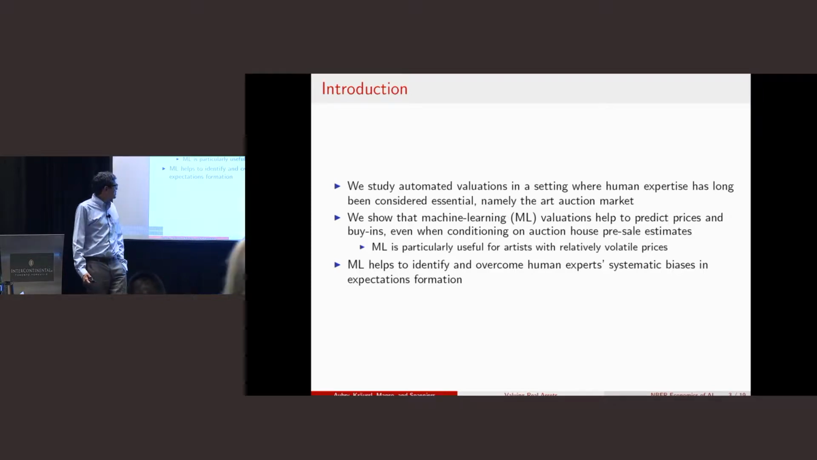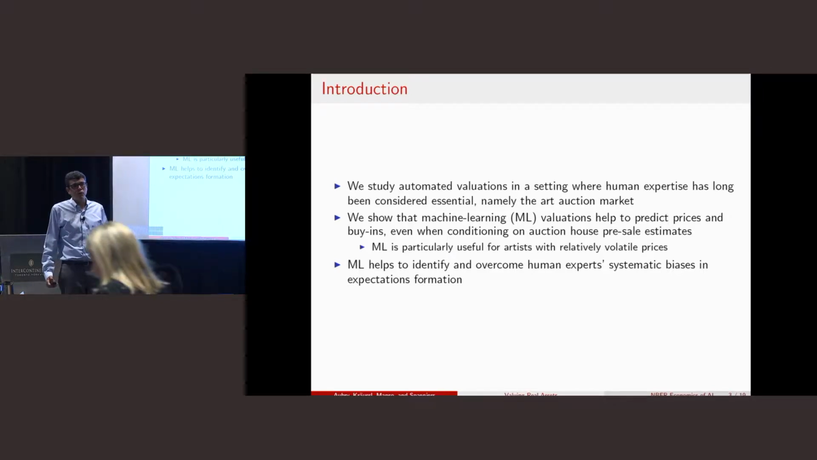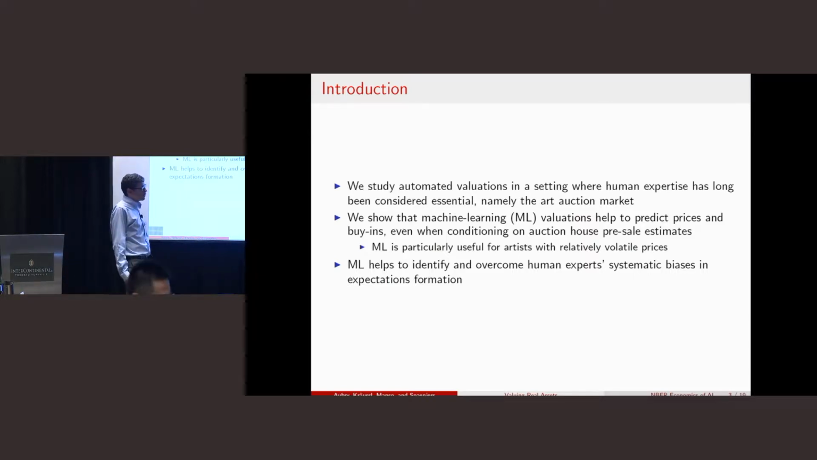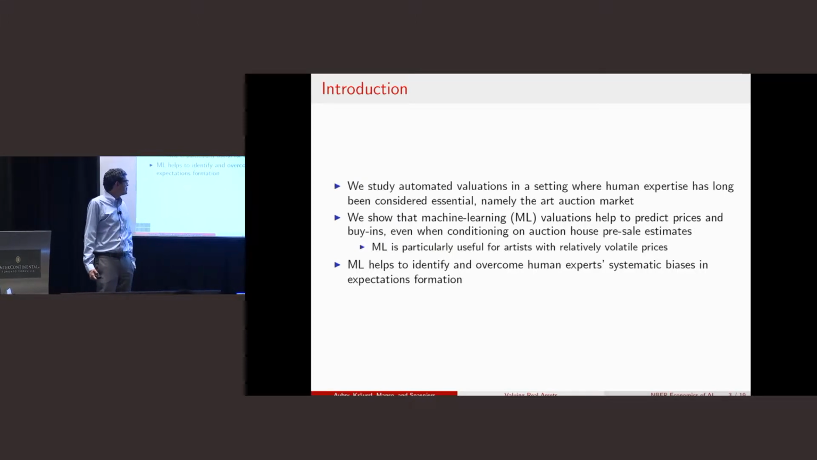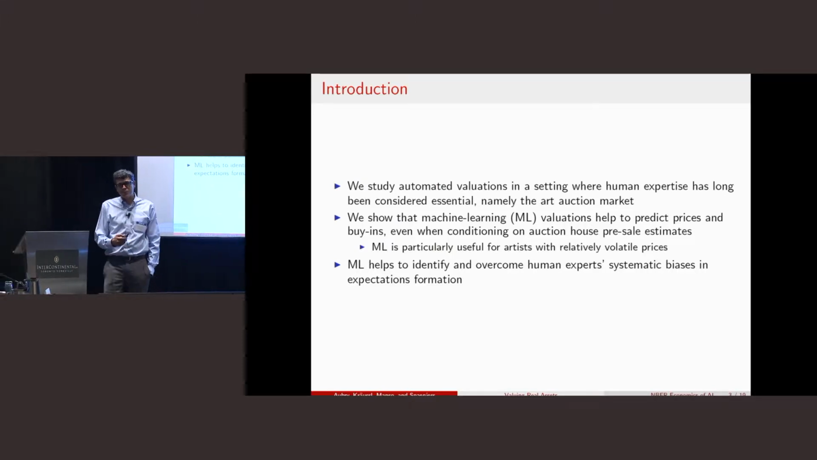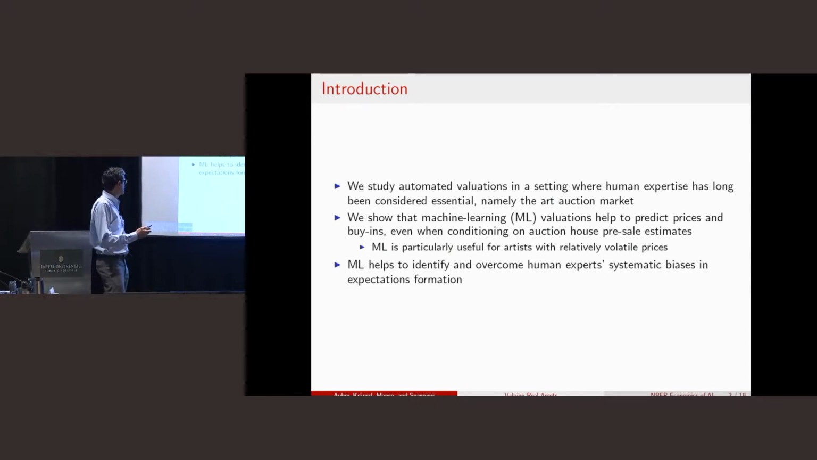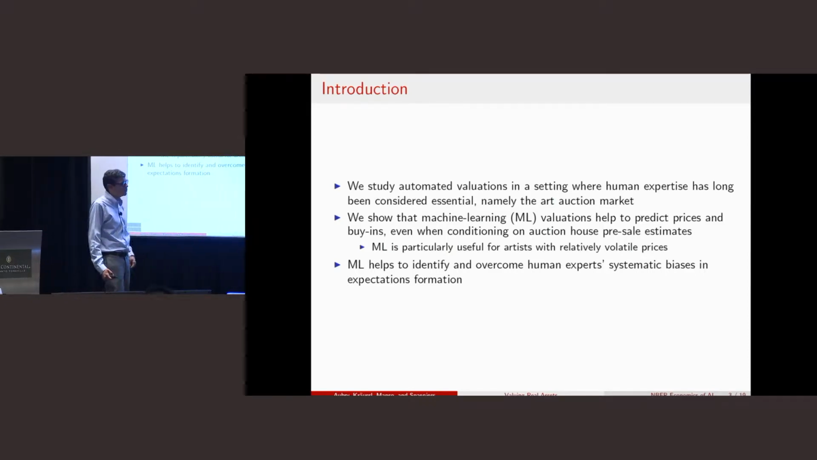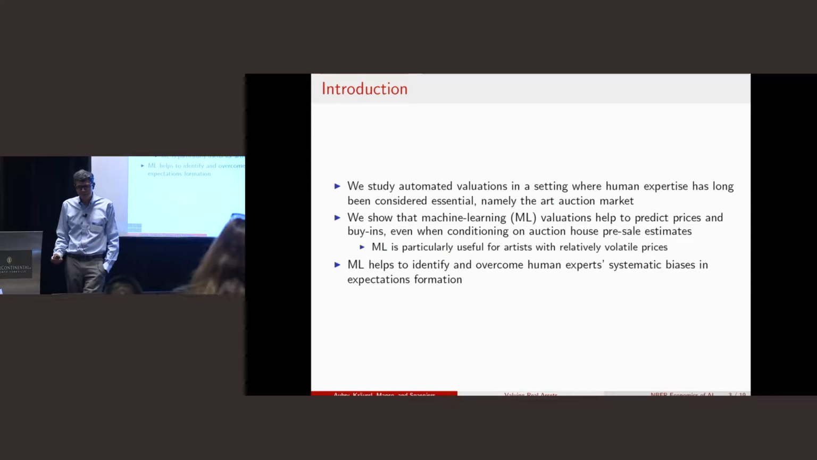We're going to find that machine learning is helpful in valuing art, even when we condition on the auction house pre-sale estimates. And machine learning is going to be particularly helpful to value artists that have relatively volatile prices. We're going to identify systematic bias by the human experts in these markets and show that machine learning can help overcome some of these biases.